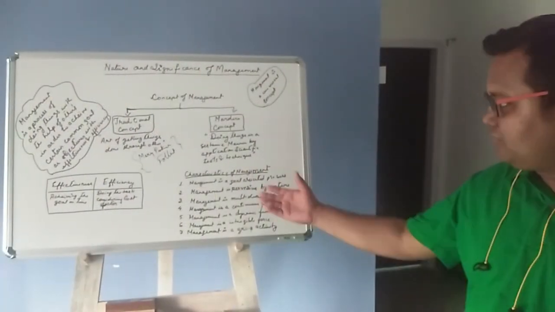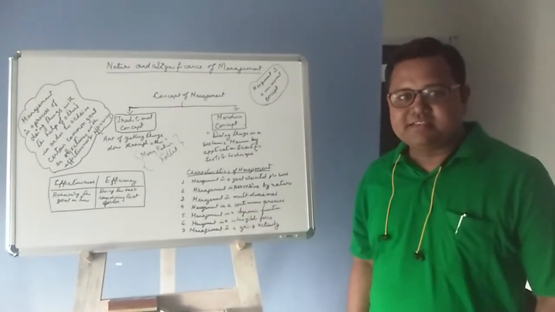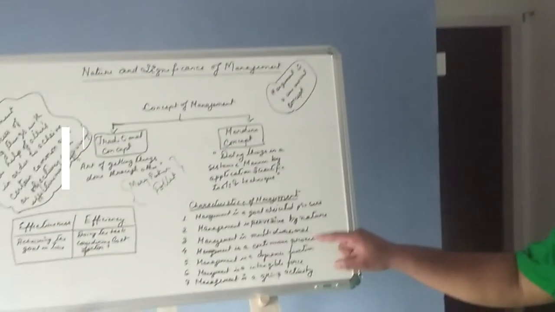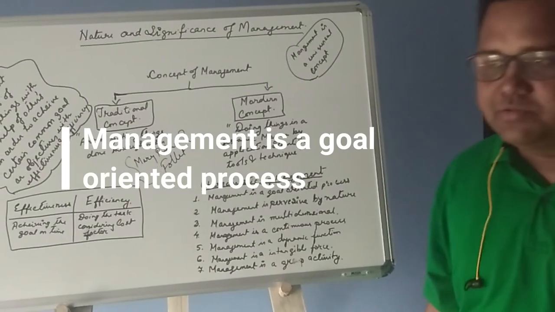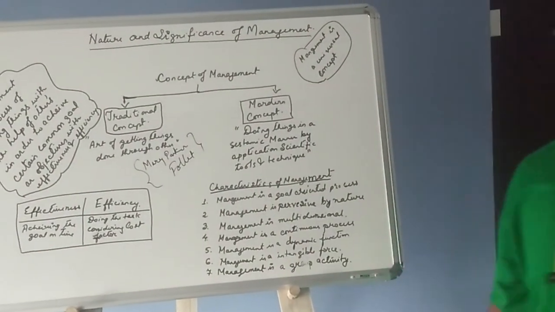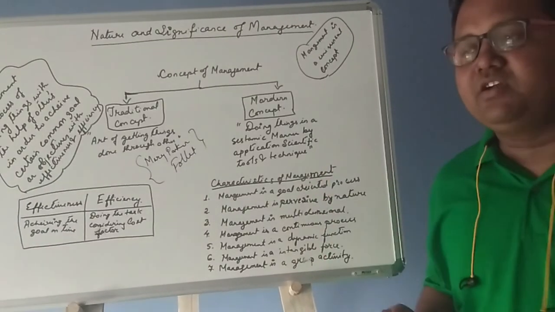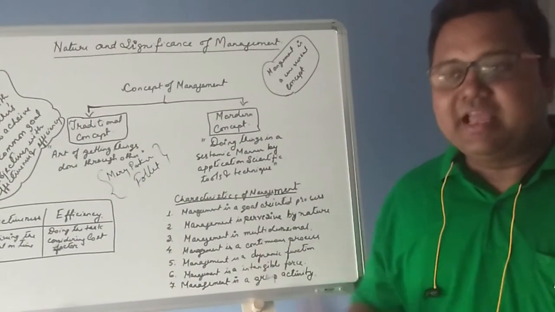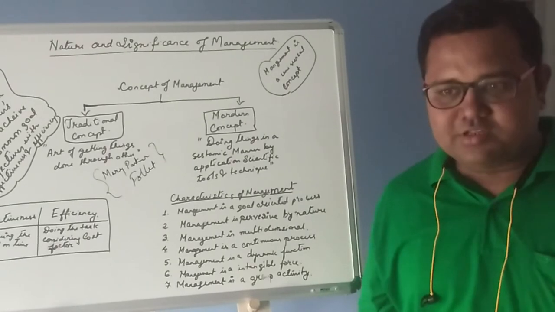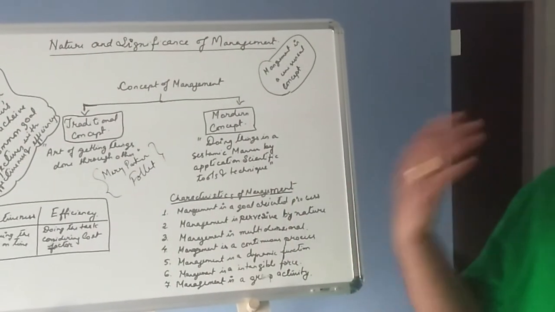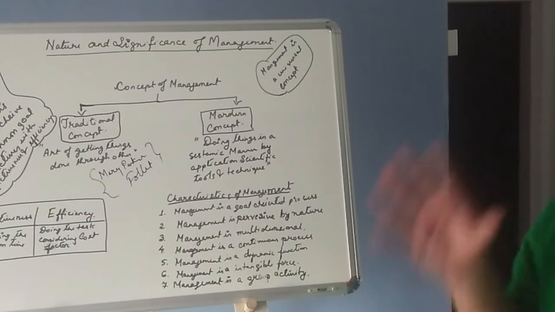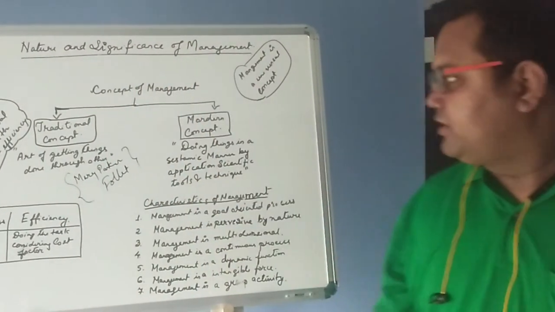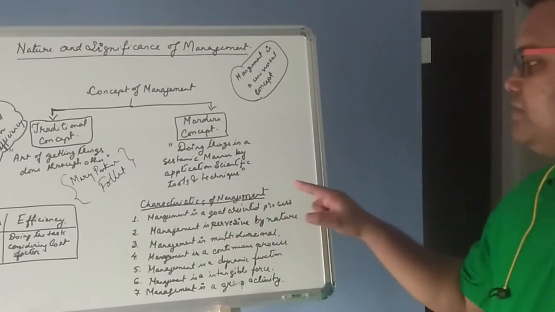Now, the characteristics of management. There are 7 characteristics I have mentioned connecting with management. The first characteristic is what? Number one, management is a goal-oriented process. Goal-oriented process means every task or every function, every organization has a certain aim or motive, and management executes its process with a certain goal or motive. Without motive, there is no management. Why do they do management? Because they have a certain kind of motive to achieve. Therefore, management is a goal-oriented process.